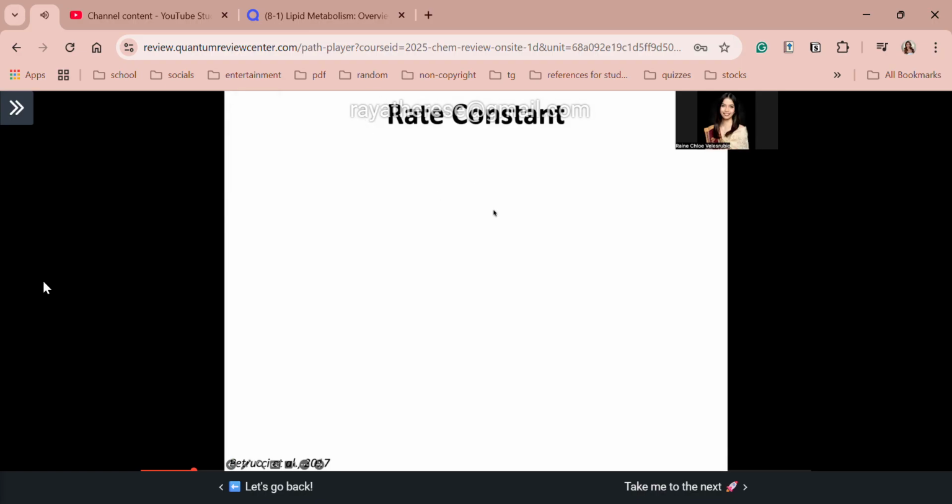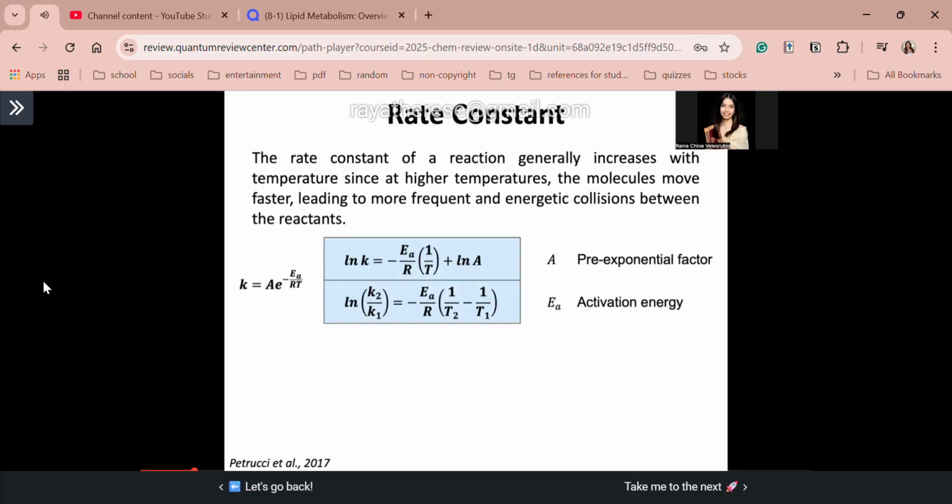Now, let's describe the rate constant. The rate constant of a reaction generally increases with temperature. Why? Since at higher temperatures, guys, the molecules will move faster. That leads to more frequent and energetic collisions between the reactants and therefore a faster rate for your reaction. The relationship between the rate constant and the temperature is often described by the Arrhenius equation.